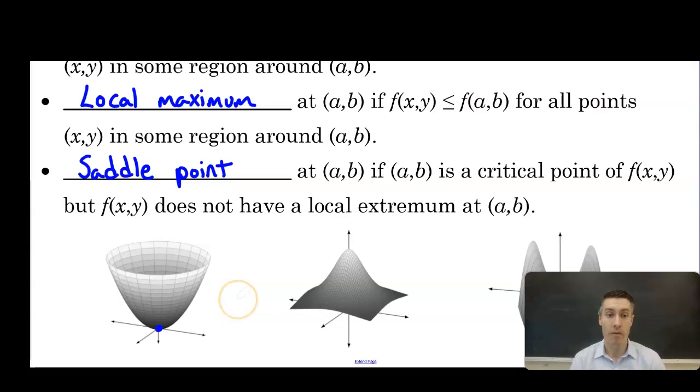absolute minimum, rather. I tried to simplify the surface, but a local minimum means that there could be other points on the surface that are lower. But in this general region, that would be the lowest point. In the middle, we have a local maximum. It also happens to be an absolute maximum of the surface.